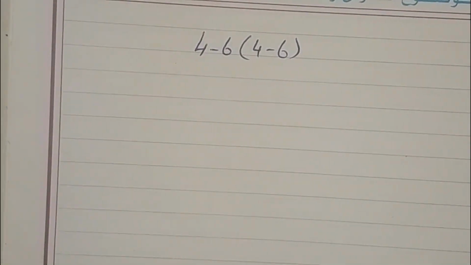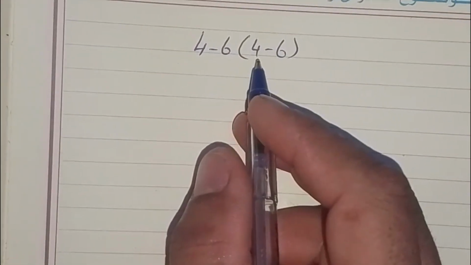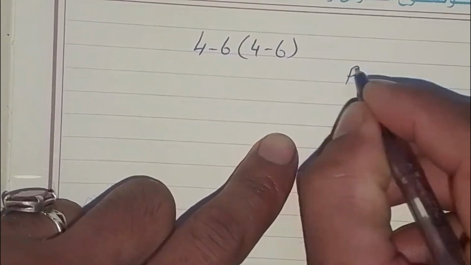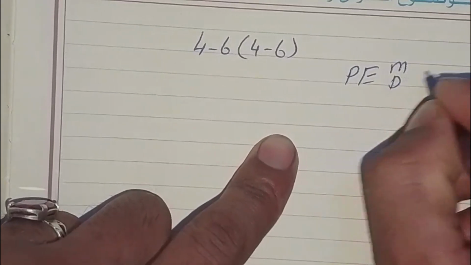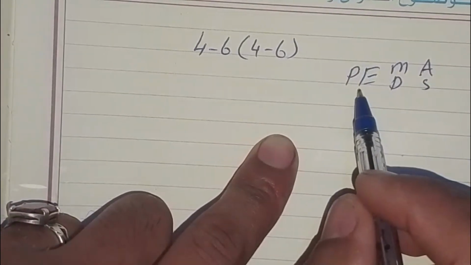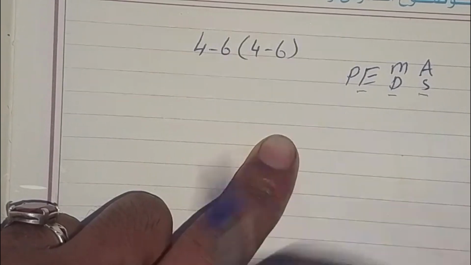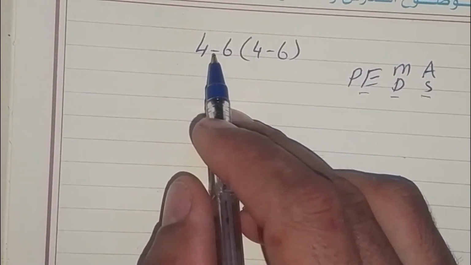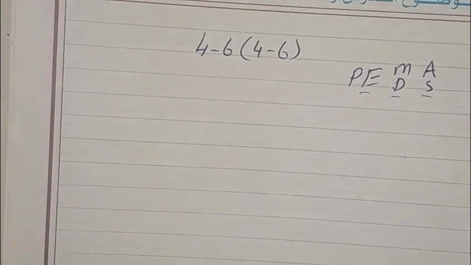Today we find the value of this expression: 4 minus 6 times parenthesis 4 minus 6. Now we solve it by the rules of mathematics, PEMDAS. According to the PEMDAS rule, first we solve parenthesis, then exponent, then multiplication or division, and then addition or subtraction. Now we have one subtraction, one multiplication, and one parenthesis.